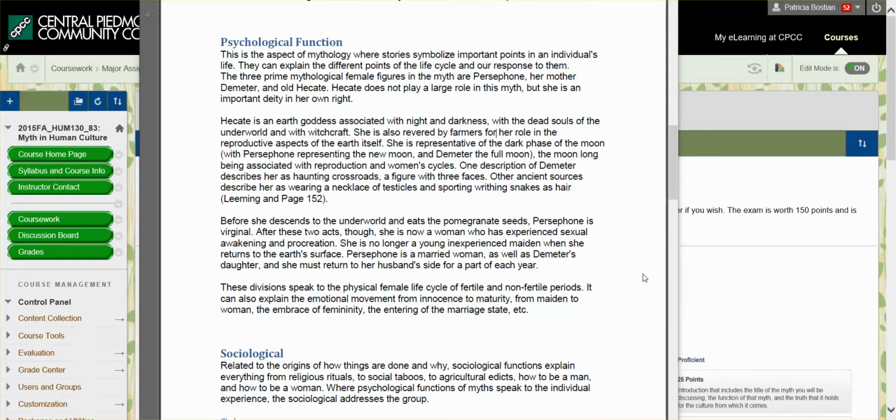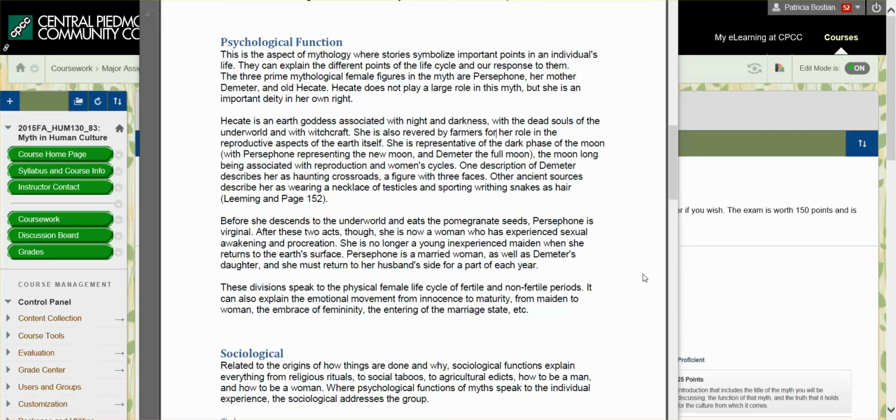Psychology is the study of individuals. So psychological functions have to do with people and their psychological makeup, the stages of their development. And in this, myths have a more universal appeal to cultures beyond just the one who developed it. All people go through sort of similar stages, even though their culture may do it in a slightly different way.